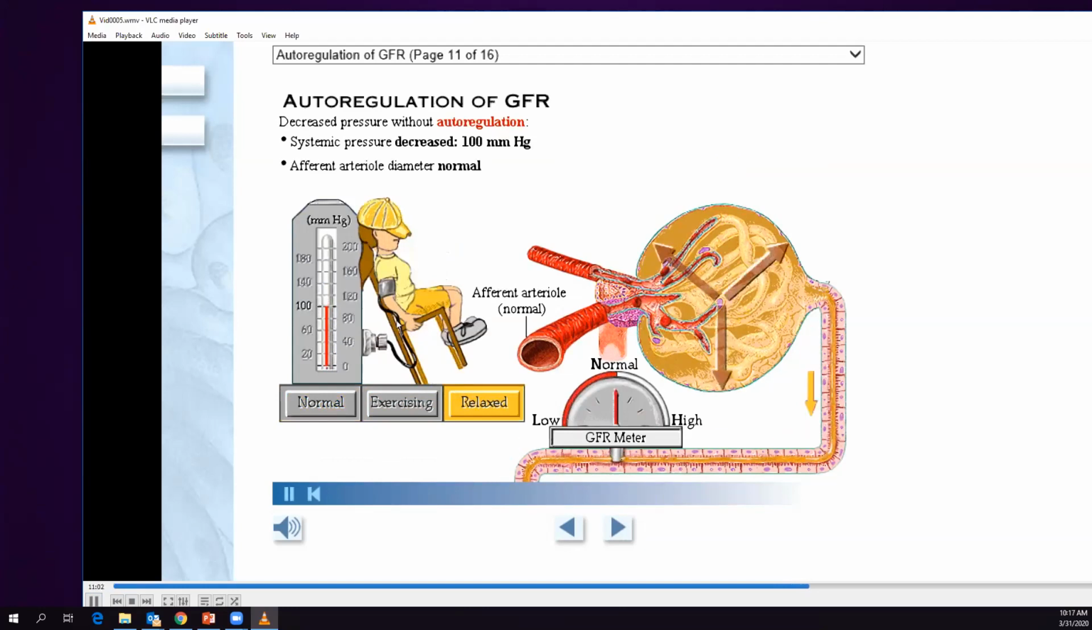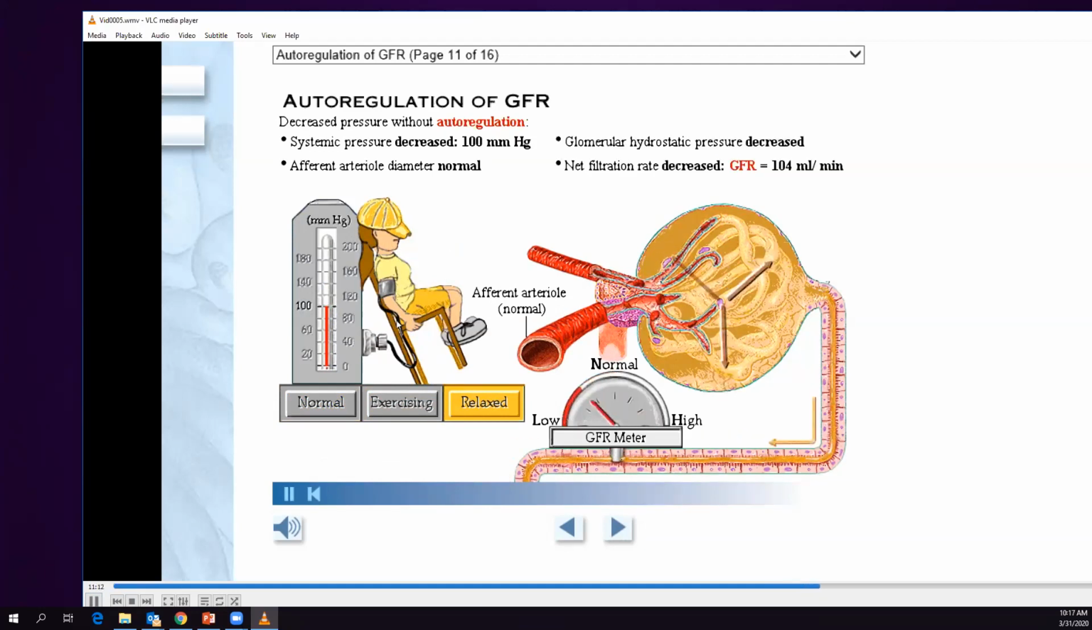If the diameter of the afferent arteriole remains normal, blood flow into the glomerulus is reduced. This in turn causes a reduction of glomerular hydrostatic pressure and GFR. To avoid poor filtering of the blood, click the afferent arteriole to initiate autoregulation.